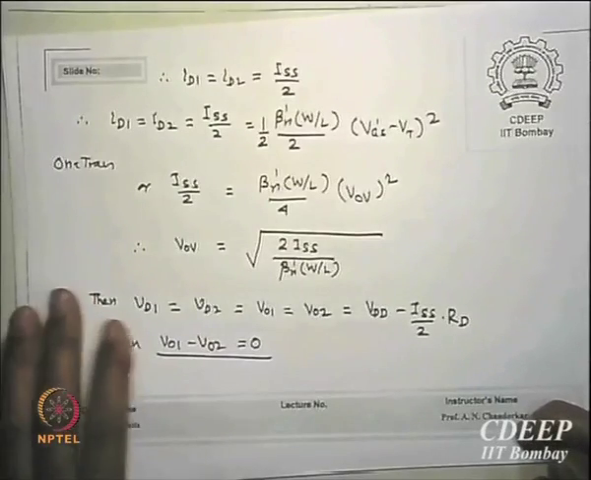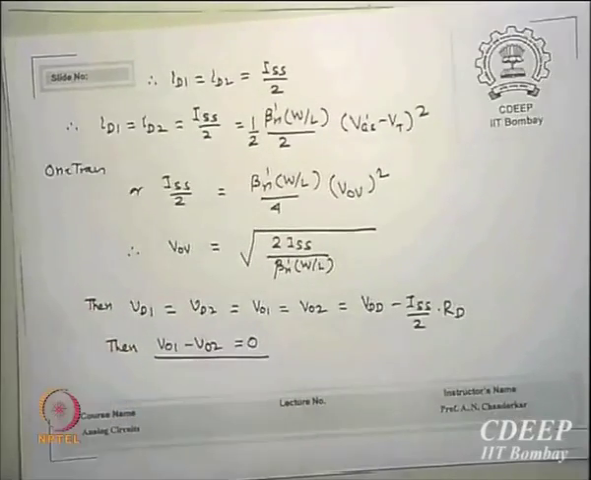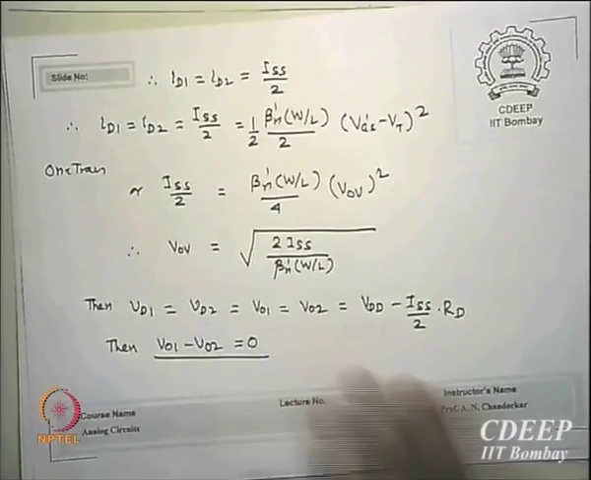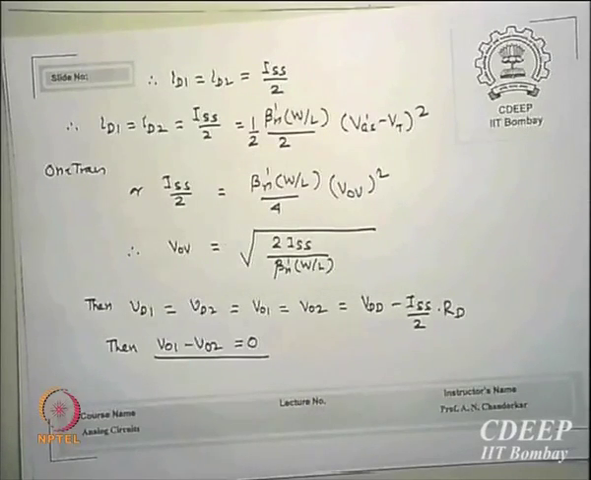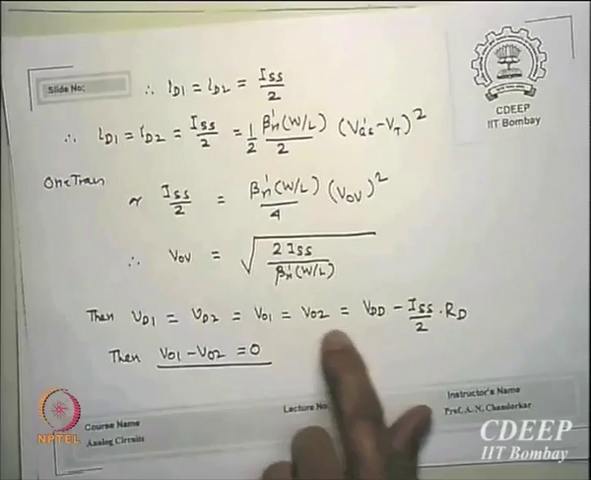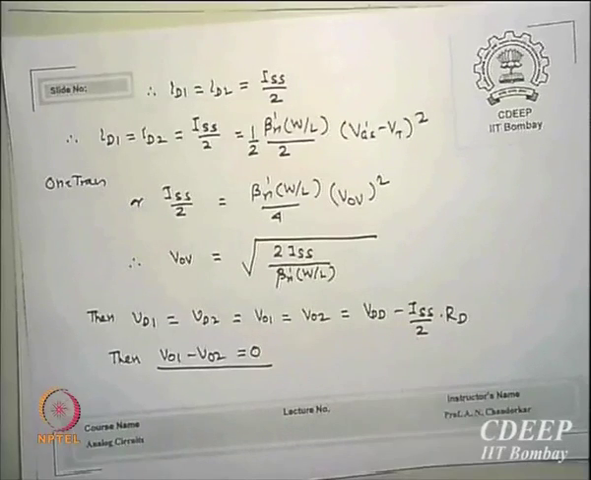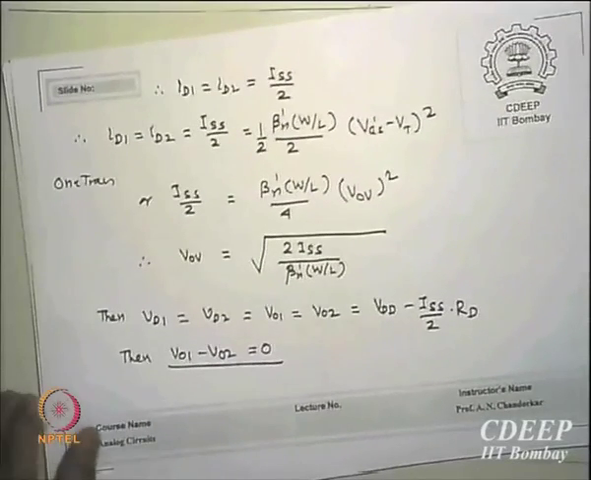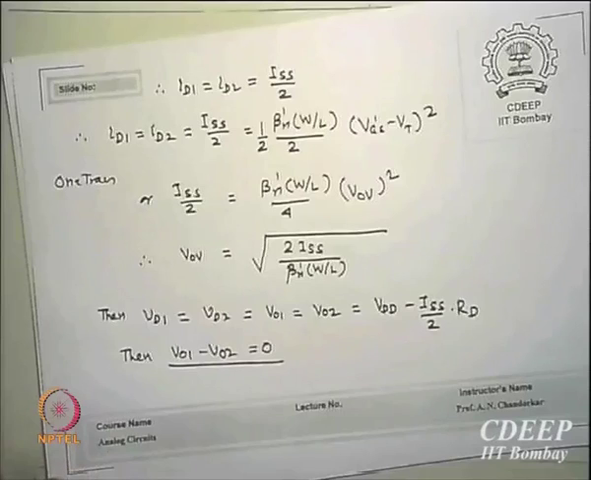So what is VD now? Can you tell me VD? Okay. So what is the drop at the drain? The resistor drop ID into R is subtracted from VDD, and that should be the output voltage. So VD1 is equal to VD2 equal to VO1 equal to VO2, which is VDD minus ISS by 2 times RD, if the RDs are equal, otherwise they may also not be the same. Then what is the output? Subtraction of VO1 and VO2, 0.